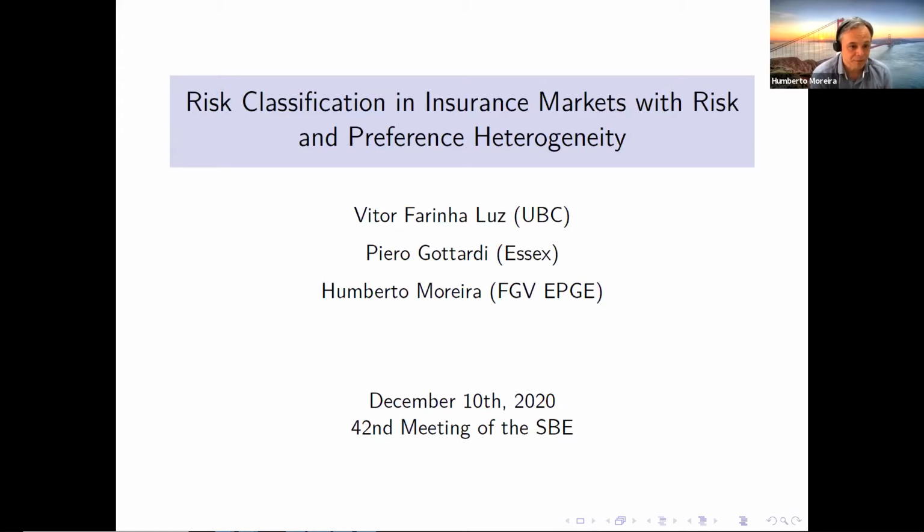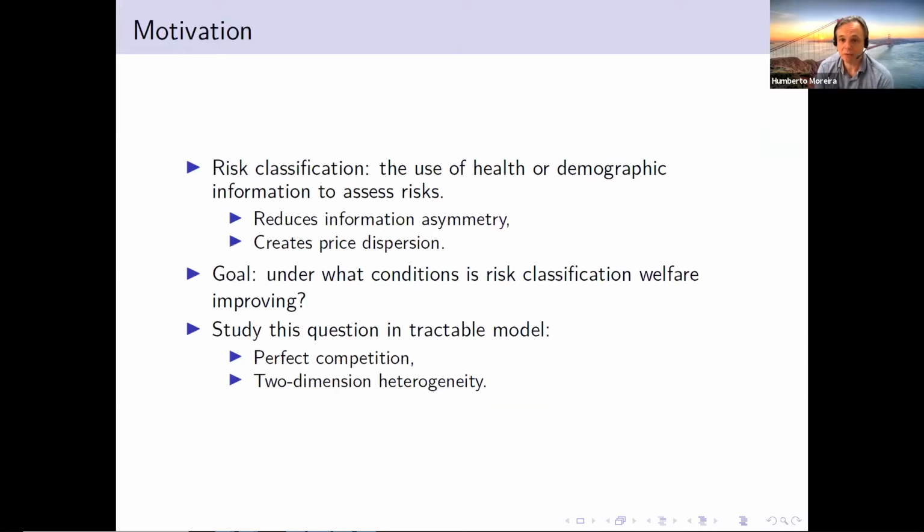This is a joint paper with Vitor Farinha, who is present here in the session, and Piero Gottardi from Access. And this paper is about risk classification in insurance markets with two dimensions of heterogeneity, right? The main motivation of this paper is to recognize that risk classification in insurance markets consists of the use of individual data in order to assess or classify individual risks, and as a consequence to better fit their premium offers, so to do a better match with the insurance providers.